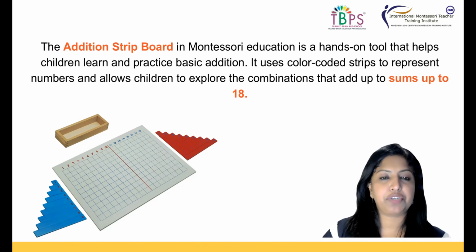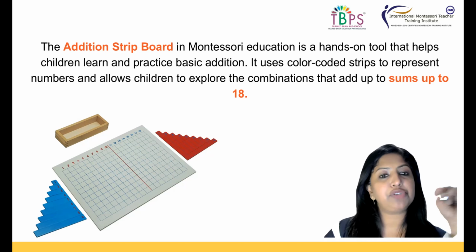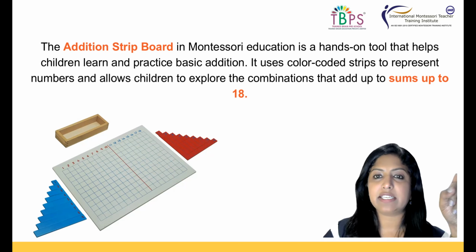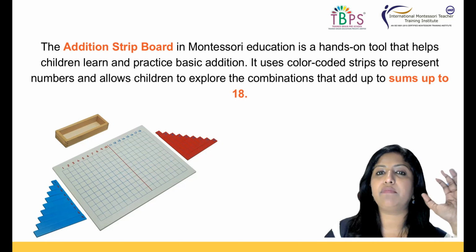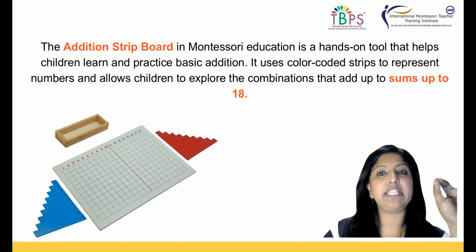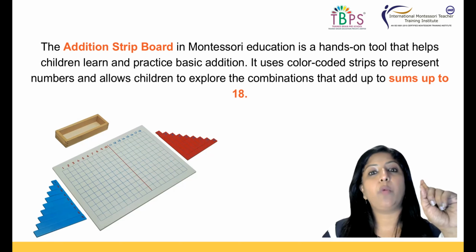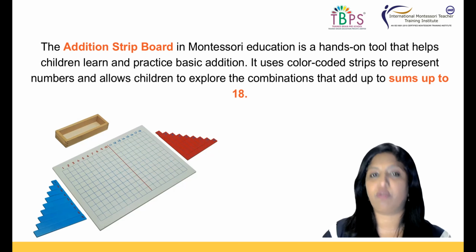And in the addition strip board, you will find one difference. Numbers from 1 to 10 will be written in red color. Numbers from 11 to 18 will be written in blue color. And there is a line which is drawn after number 10. This is something that you have to identify. When we are doing the subtraction strip board, you will find the difference in the boards.